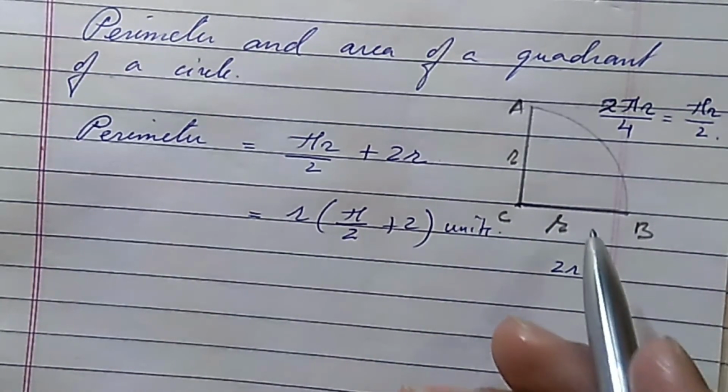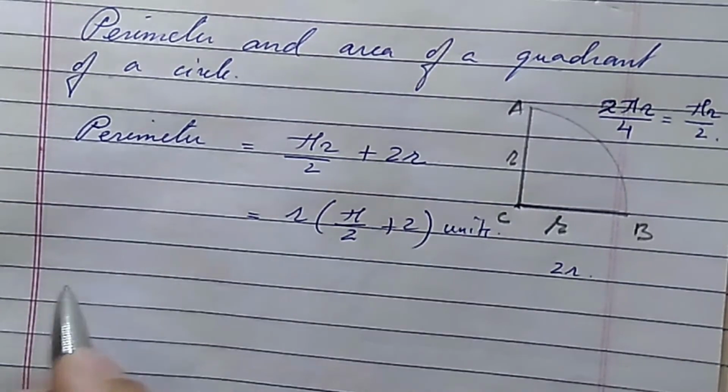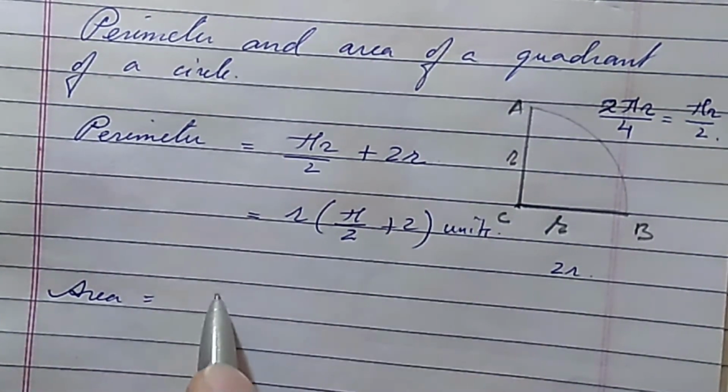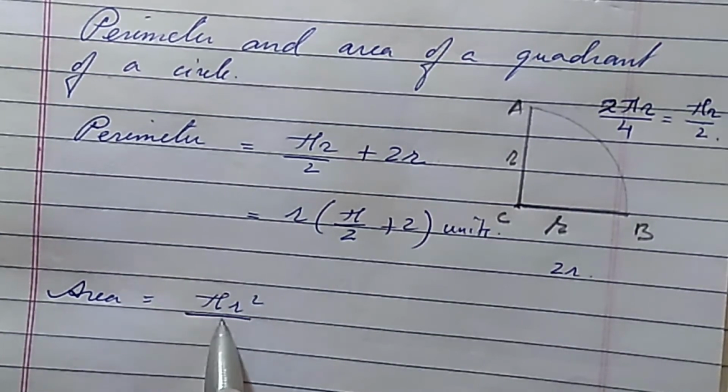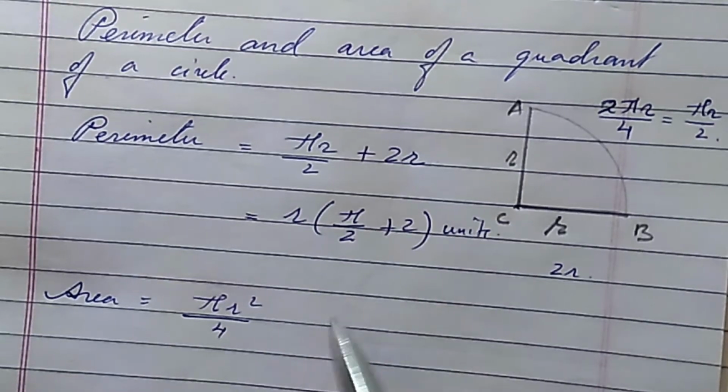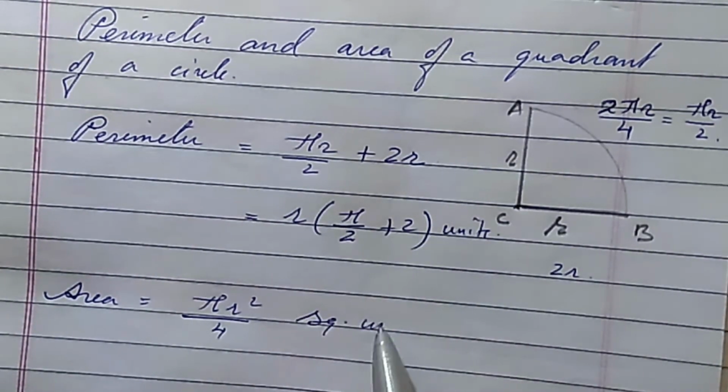Okay, now what is the area? Area is quite simple. What is the area of the circle? Pi r square. And divided by 4, that becomes the area of the quadrant of a circle.